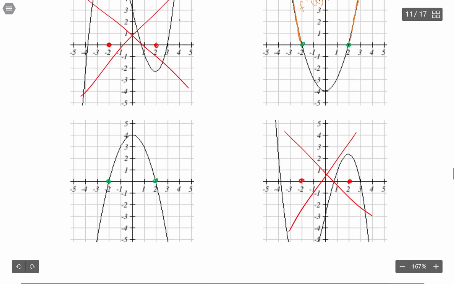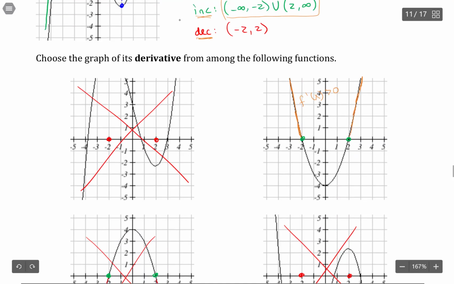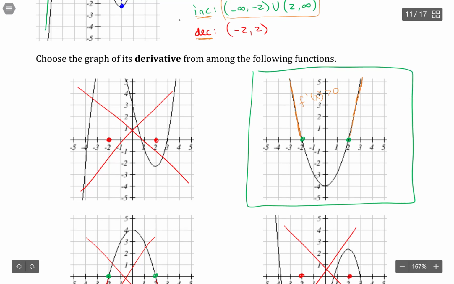So that matches up. Over here, it doesn't match up because on this interval and this interval, the first derivative is less than 0. So the function should be decreasing. So we can throw that out, and that leaves us this last one as our correct option. And that's the kind of thinking that we need to do in order to determine something like that.